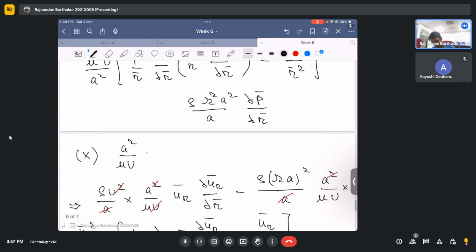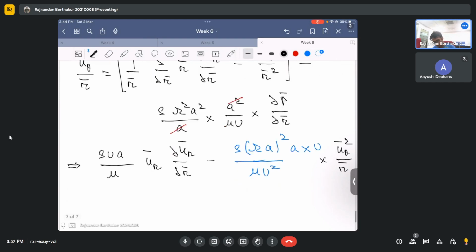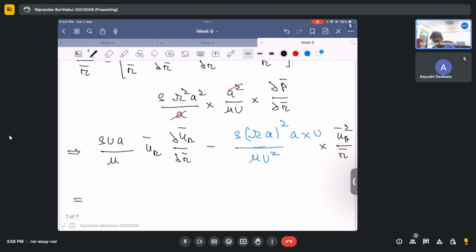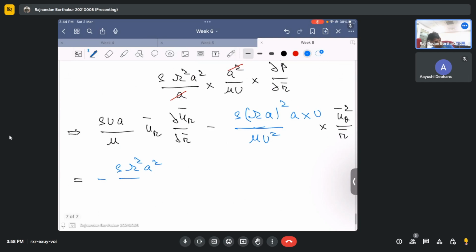I missed one term here. I think this would be del p bar by del r bar. Sorry for that. So I'll write down the terms on the left hand side. Let's write down the pressure gradient term. This should be minus rho omega squared a squared times, I think there is an a here, by mu u.